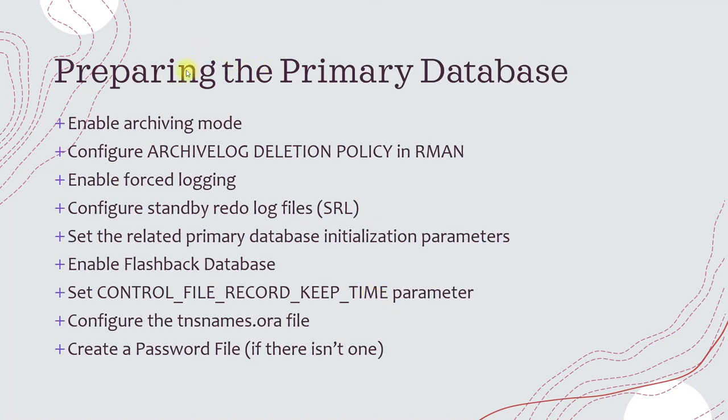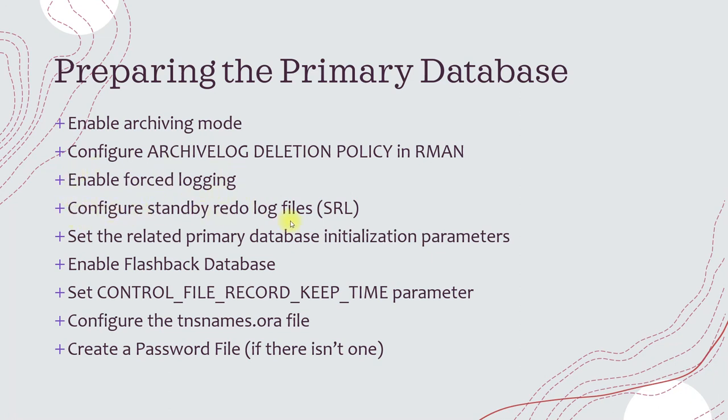So what goes into preparing the primary database? You need to enable the archiving mode, which is very important. You need to configure the archive log deletion policy in RMAN. Make sure you configure this, because you do not want the older logs to keep filling up, right? So for that reason you need to have a policy around it, which ones you want to delete, the older ones, the obsolete ones. Enable force logging, we already discussed it.